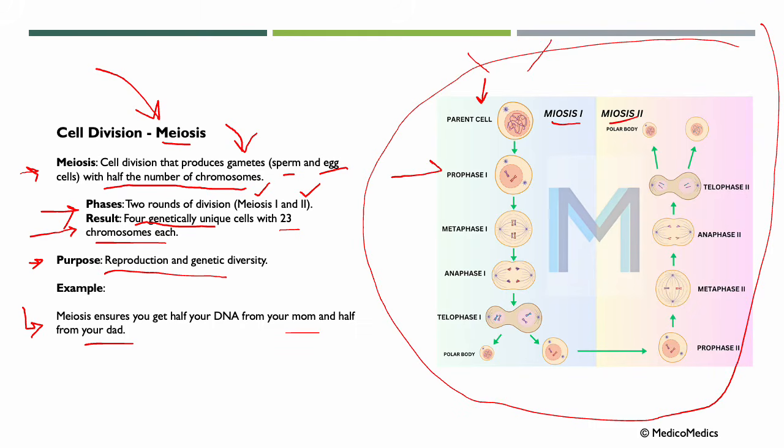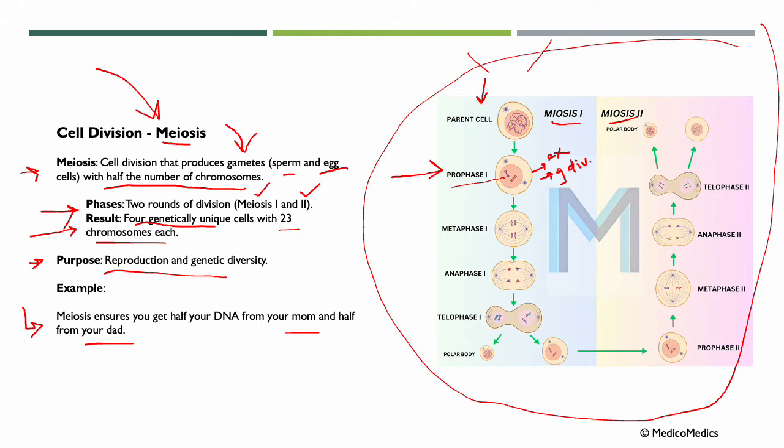Now, during prophase 1, crossing over occurs, where these chromosomes exchange genetic material, introducing genetic diversity. So during prophase 1, and this is high yield, you have the exchange of genetic material and genetic diversity.